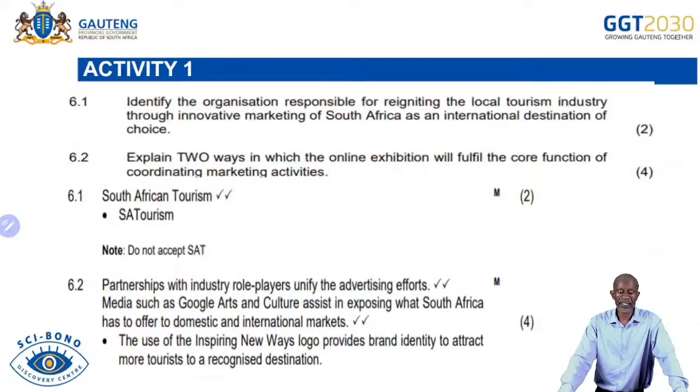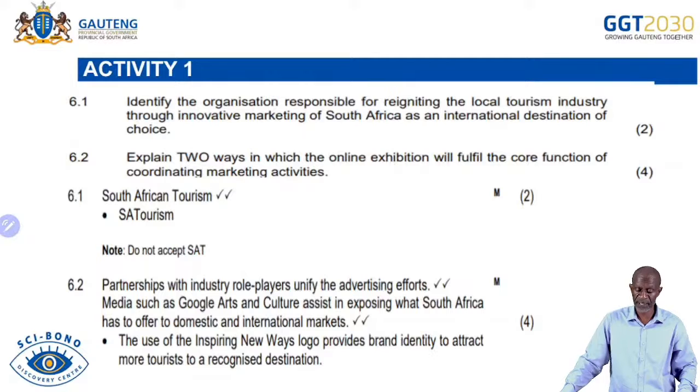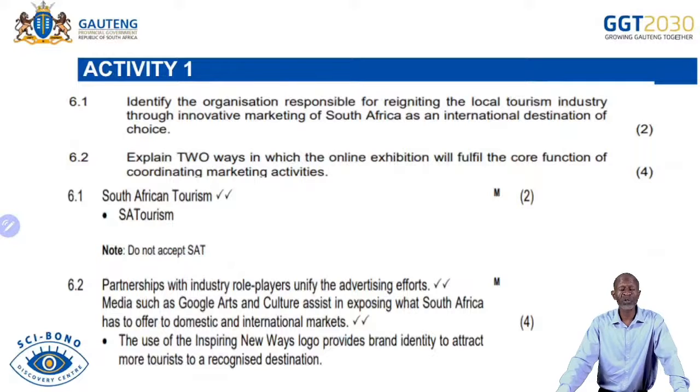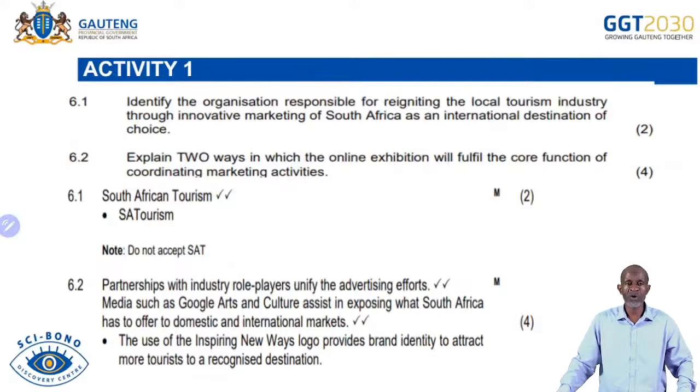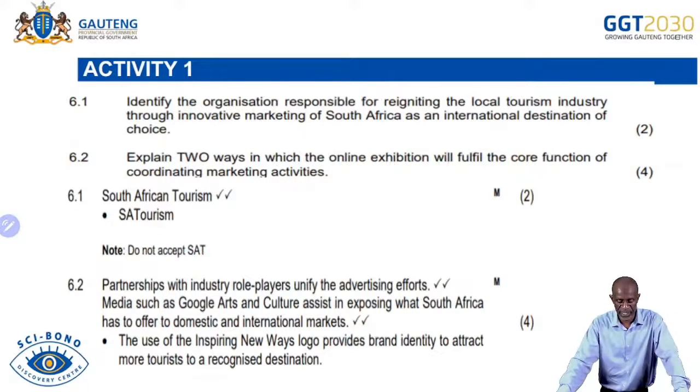For question number 6.1, which demands of you to identify the organization responsible for reigniting the local tourism industry through innovative marketing of South Africa as an international destination of choice, the only organization responsible for that is South African Tourism. You are also allowed to write it as SA Tourism. And SAT, as the acronym, is not accepted. So you either write South African Tourism in full or SA Tourism.